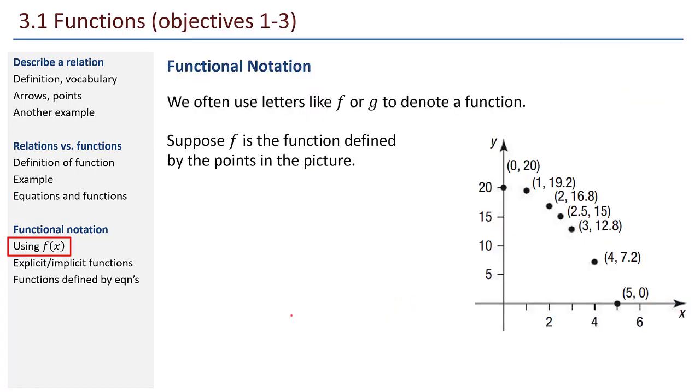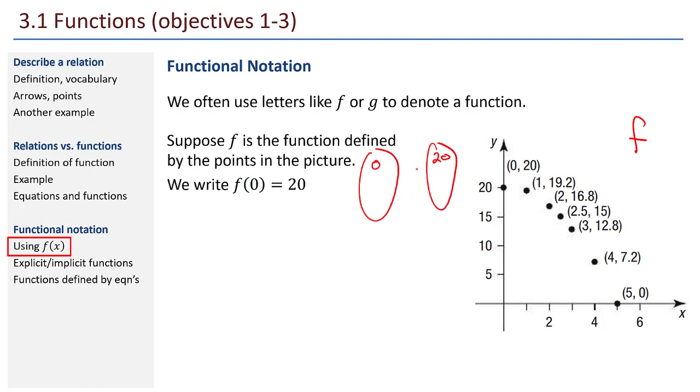Okay. Let's talk about functional notation. How do we actually write functions out? We often use letters like little f or little g to denote a function. So suppose that f is the function defined by the points in the picture here. We're going to write something like this: f parentheses 0 equals 20. What this means is 0 is an element in my domain, and the number that's associated with it is 20. Like if I drew out my two arrows, I'd have a 0 on the left, I'd have a 20 on the right, and an arrow that points from 0 to 20. Another way of expressing this 0 and 20 relationship is the point 0, 20. And we see that right there on the top left.